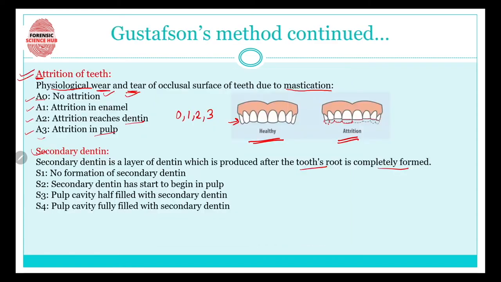So the 4 scales are S, there is a mistake here, this has to be S0, S1, S2 and S3. S0 means that there is no formation of secondary dentine. S1 means the secondary dentine has started to form in the pulp area. S2 means the pulp cavity is half filled with secondary dentine. S3 means the pulp cavity is completely filled with secondary dentine. So these are the 4 scales of the secondary dentine criteria.